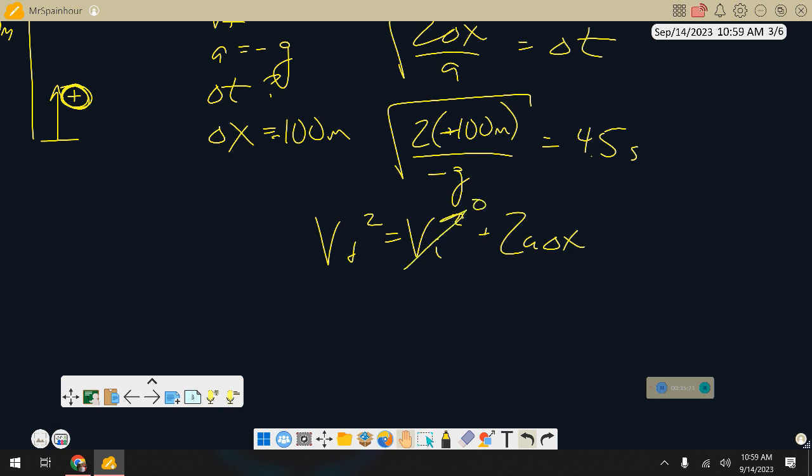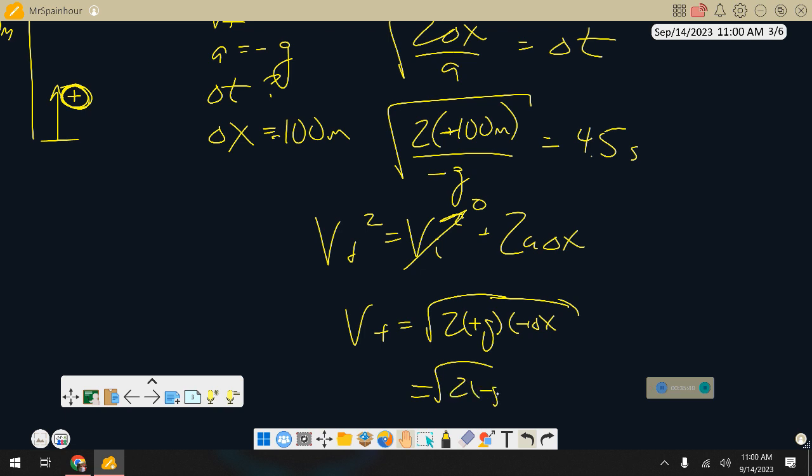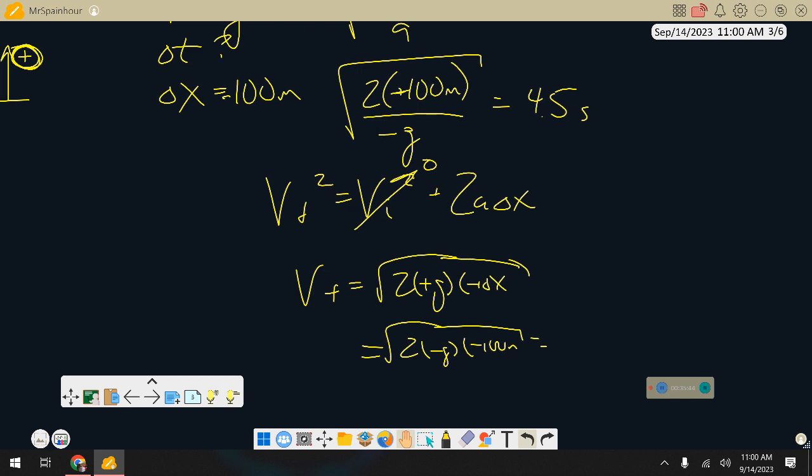For starters, VI is 0. Boom. Plug in zeros early. Next, algebra is super simple here. What's the only algebra I need to do? Square root. I will finish here tomorrow, but I'll tell you real quick what the issue is. 2 times negative g times negative 100 meters ends up in your calculator as positive 44.5. I think that's what it is, meters per second.